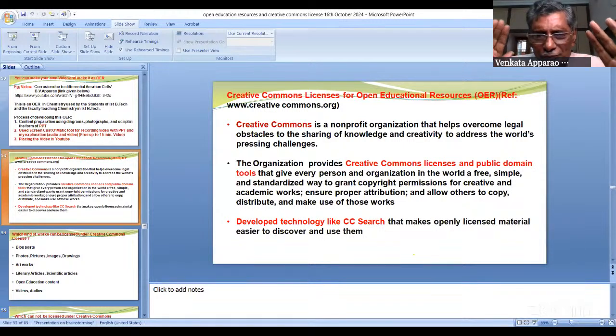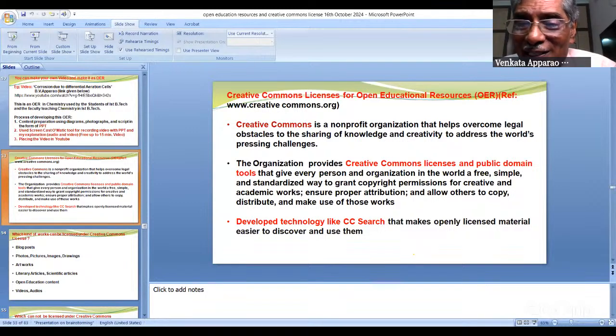Now, so far, we have discussed open educational resources. Now, I'm going to discuss the other topic, that is Creative Commons licenses for open educational resources. Creative Commons licenses. Please remember this word, maybe a new word to many of you. There is a link between the two, open educational resources and Creative Commons license.